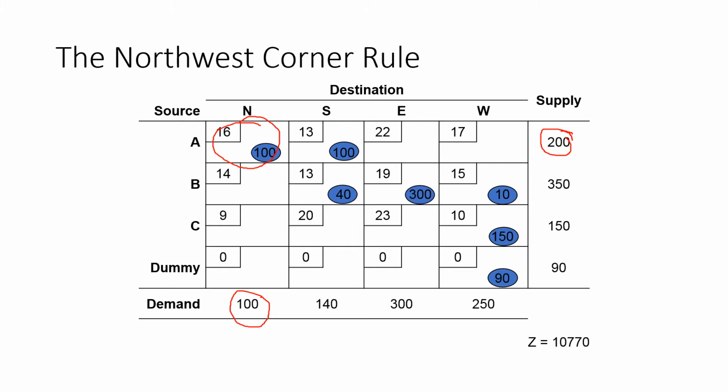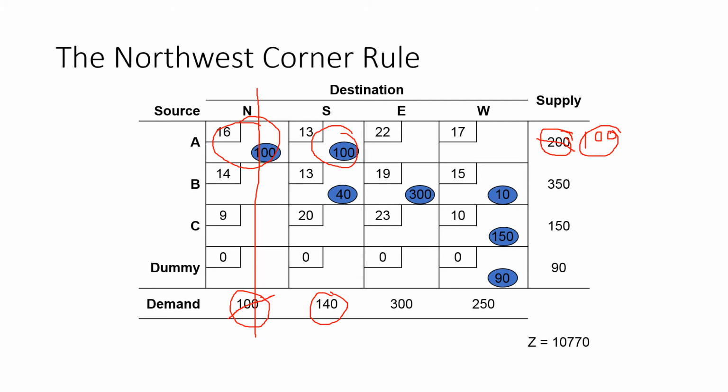Once you allocate that, we tick that off and update the number here, and now it's 100 instead of 200. Now we temporarily remove that column, and then the method says repeat. That means, where is the new northwest corner now? The new northwest corner is here, and it says allocate as much as possible. In this case, 140 here and 100 here. The minimum, sorry, is 100.